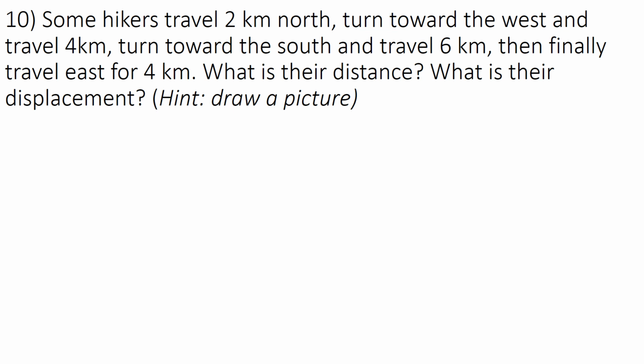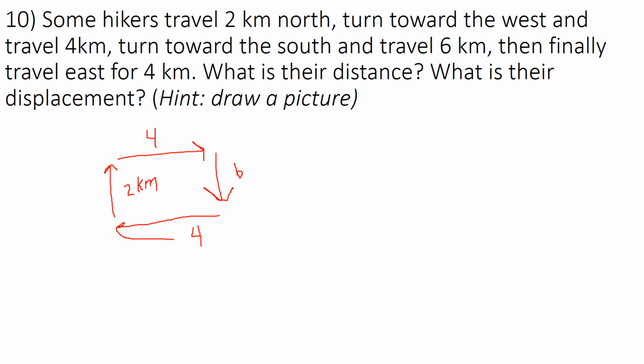Okay, guys, so here's your answer. Some hikers travel north. Hopefully this is not you because it sounds like these hikers are lost because they're going to go in a circle. They travel north 2 kilometers. Then they turn toward the west and they travel 4 kilometers. And then they turn towards the south and they travel 6 kilometers. But then they finally travel back east 4 kilometers. Okay. So first of all, what's their distance?